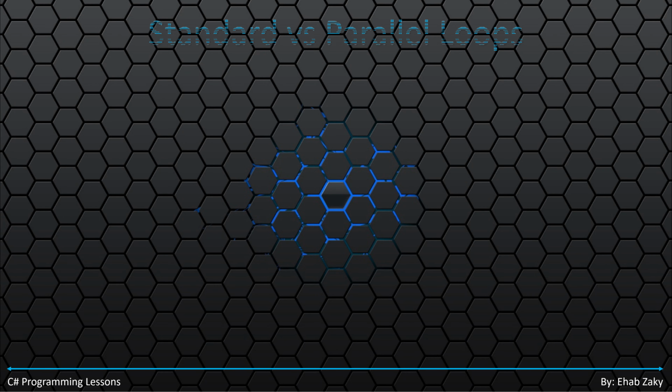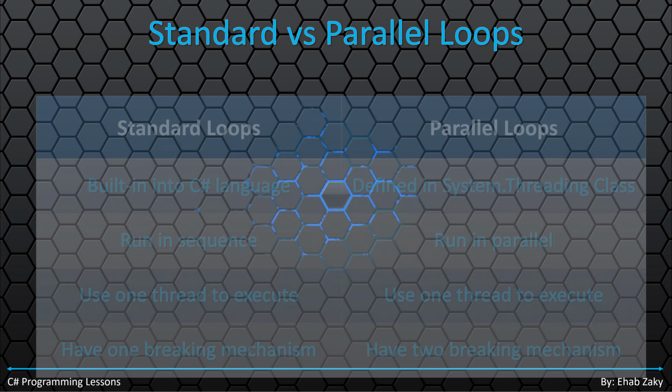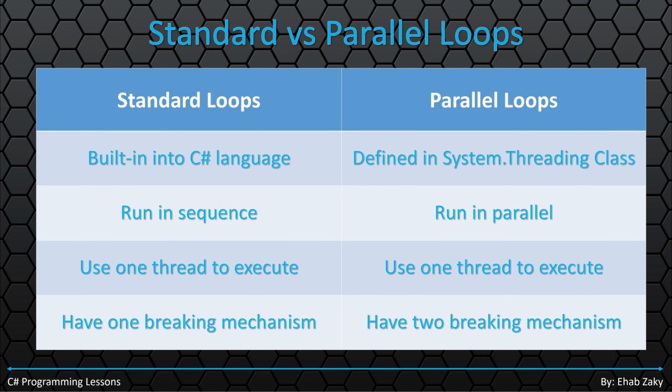Let's first understand the difference between standard for loops and parallel loops. The standard for loops are built-in statements in the C# language, while the parallel loops are created by a .NET class defined in System.Threading namespace. The standard for loops run sequentially, while parallel for loops run in parallel. The standard for loops run on the same thread, while parallel loops run under multiple threads. Each loop will be running on its own thread.